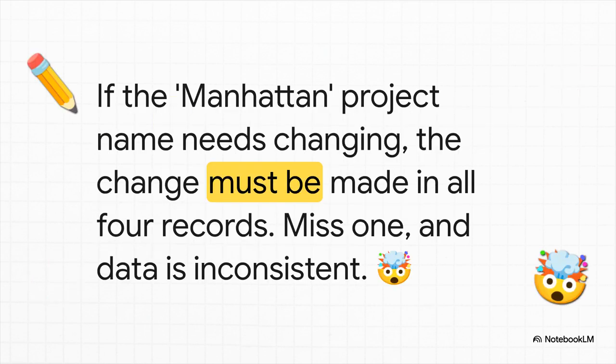And then there's this mess, the update anomaly. So the client calls and says they want to rename the Manhattan project to, let's say, Project Apollo. Okay, simple enough. Except in this table, the name Manhattan appears in 4 different rows. That means you have to go in and manually change it in 4 separate places. And what happens if you miss one? Well, now your data is inconsistent. You've got the same project listed under 2 different names. That's a recipe for disaster.